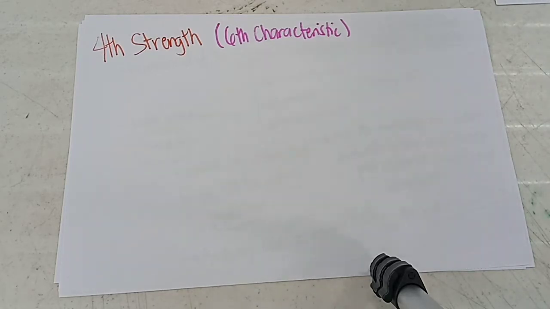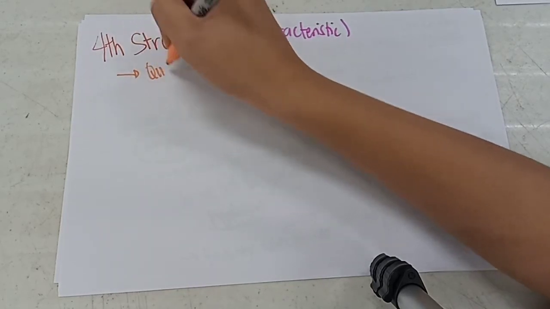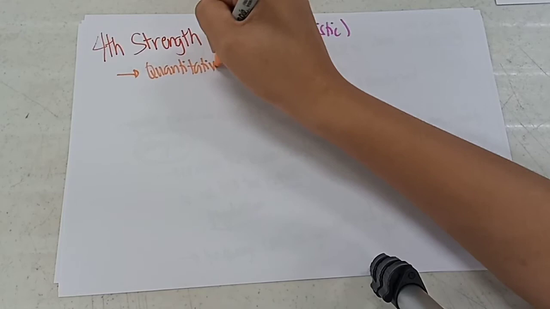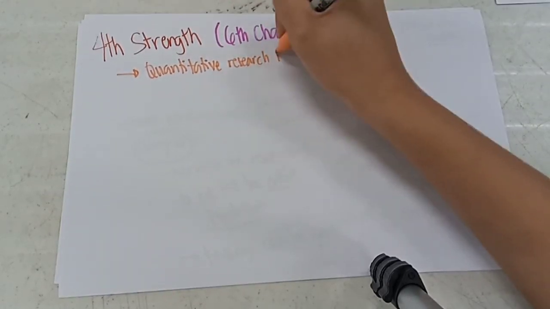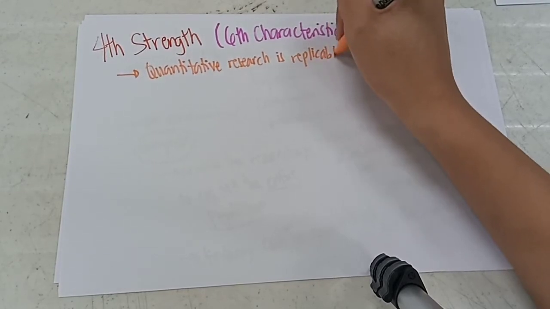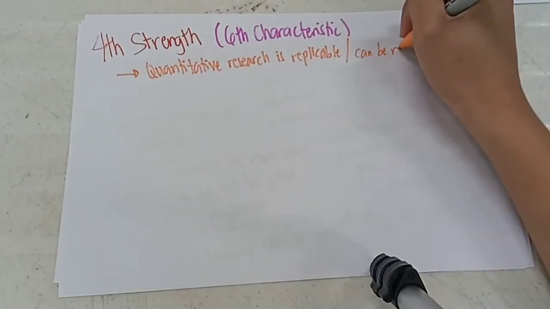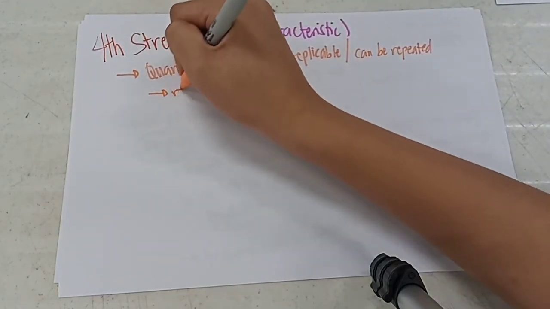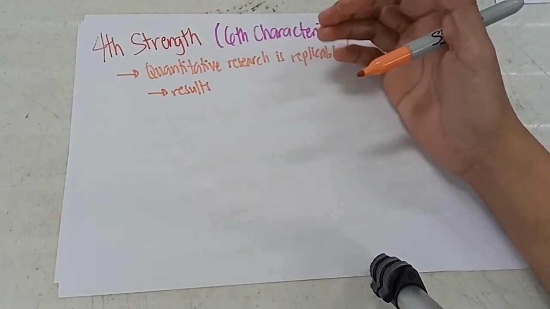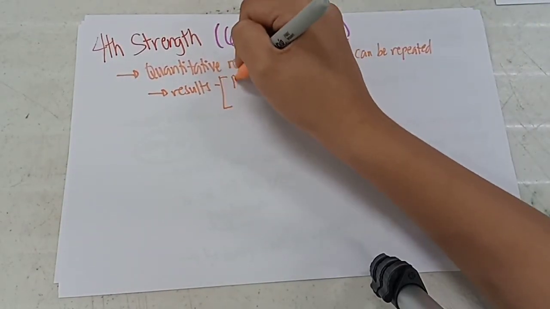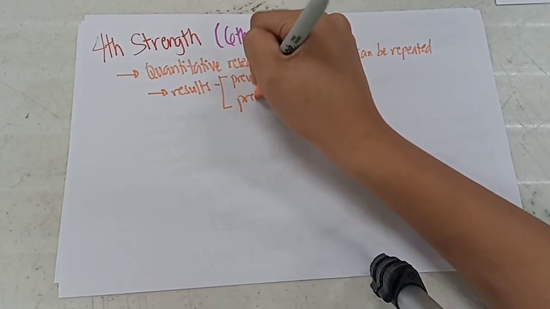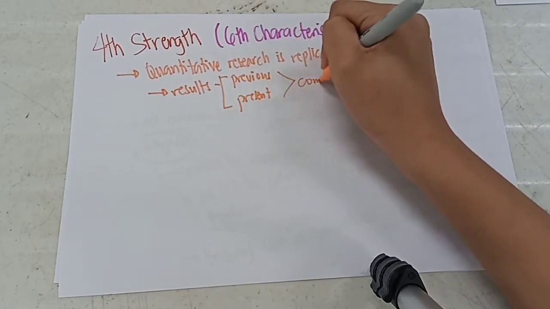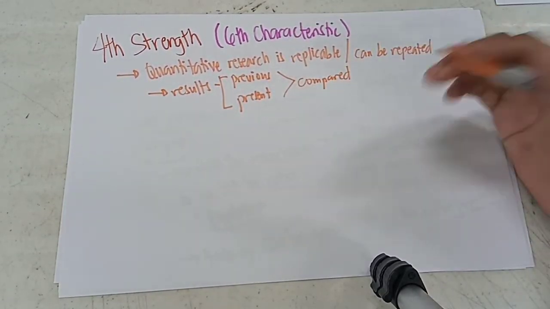So let us try to write it down. Quantitative research is replicable or can be repeated. Okay? Quantitative research can be repeated. So, meaning to say, okay, the results gathered in previous and present studies can be compared to each other. Okay? It can be compared to each other.